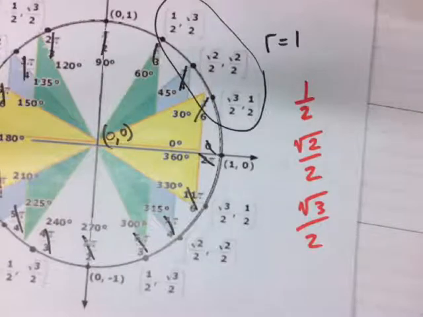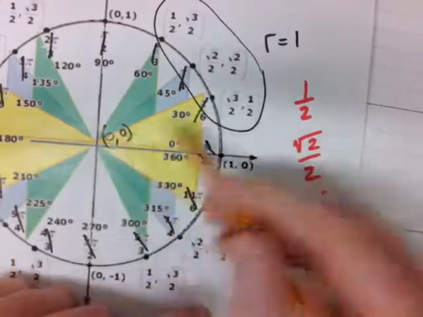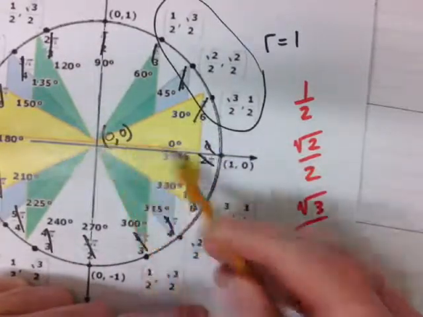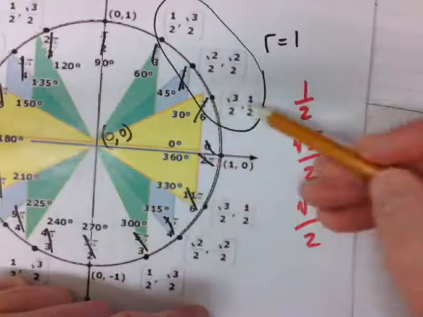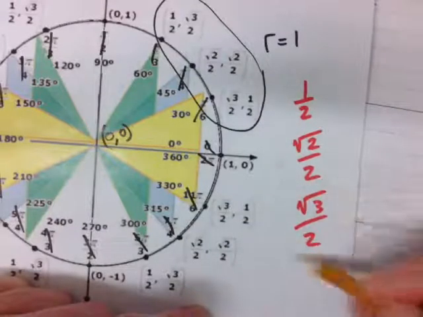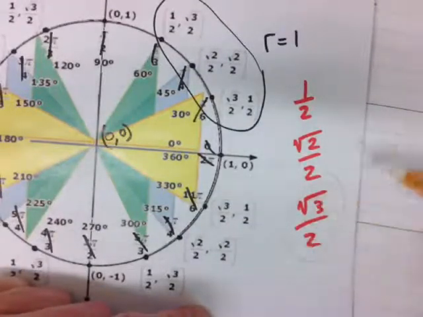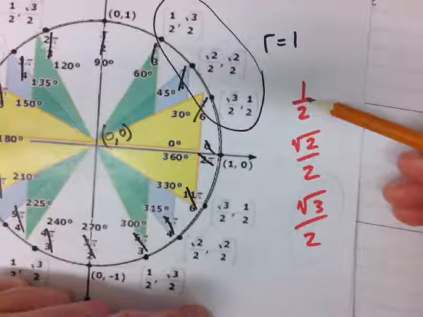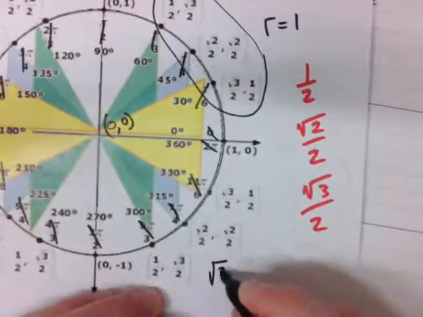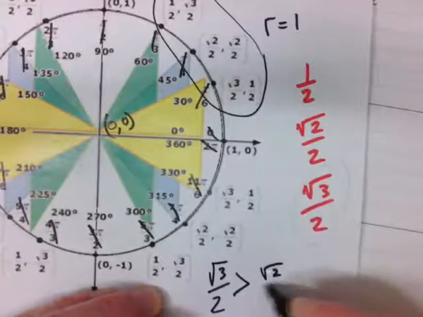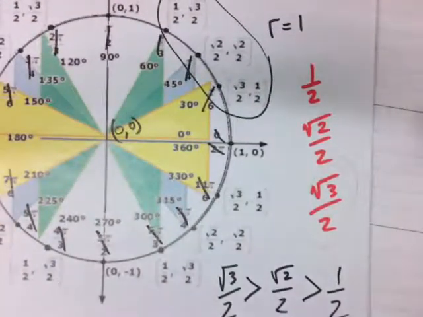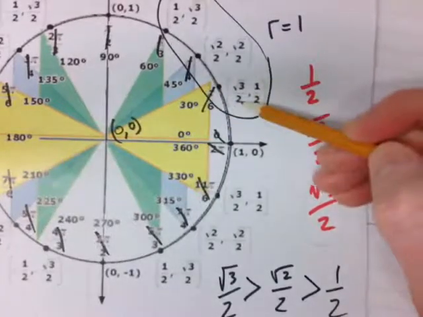I feel like I want something skinnier to point with. So at 30 degrees, this is a 30-degree angle. The long side is the x. The short side is the y. The long side is root 3 over 2. The short side is 1 over 2. This is the longest side. Root 3 over 2 is a bigger number than this, and it's a bigger number than this. It gets smaller as it goes. Root 3 over 2 is greater than root 2 over 2, which is greater than a half. So at 30 degrees, it's root 3 over 2 and a half.